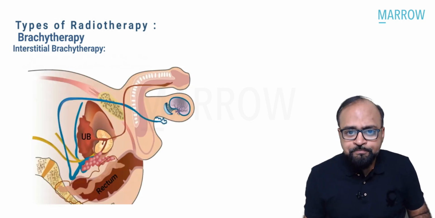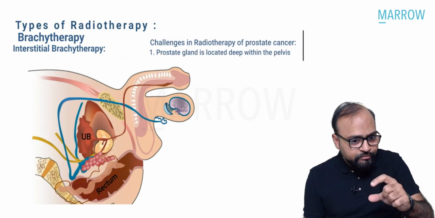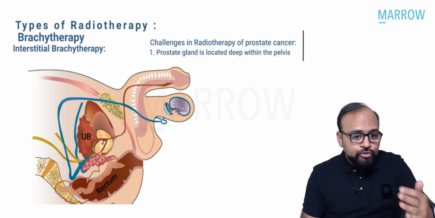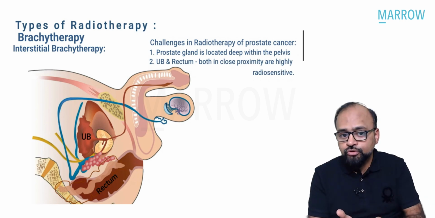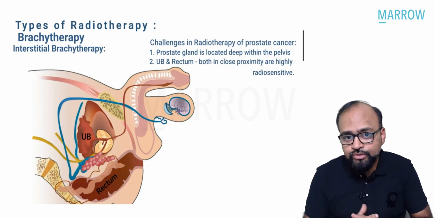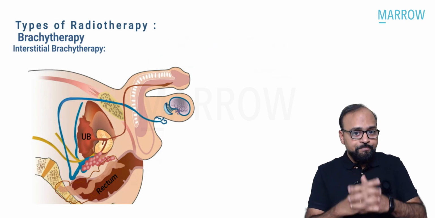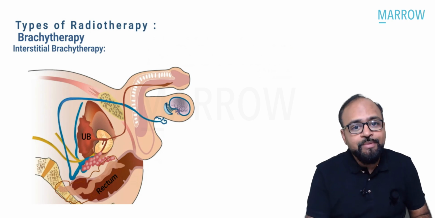How is it possible? Let us consider an example, CA prostate. Now the prostate, we all know, is located deep within the pelvis, as you can see here, very close to the urinary bladder, very close to the rectum, right? Surrounded by the pelvic bones. Rectum and urinary bladder are very radiosensitive. So irradiating the prostate gland from outside is a problem. So what we do is interstitial brachytherapy.